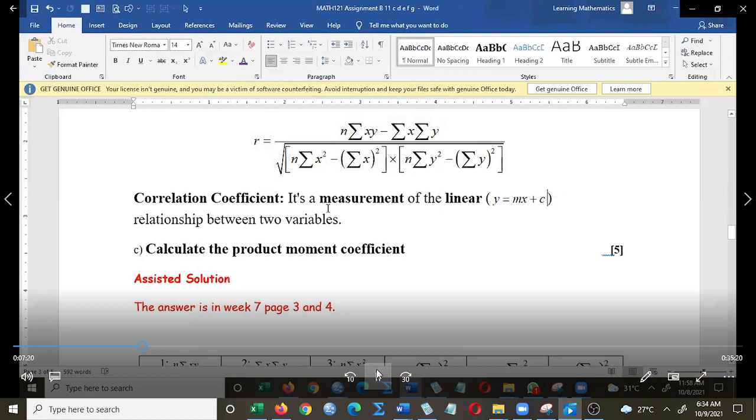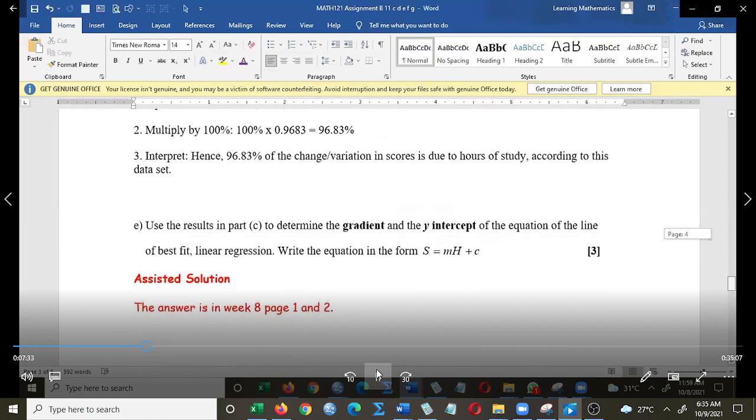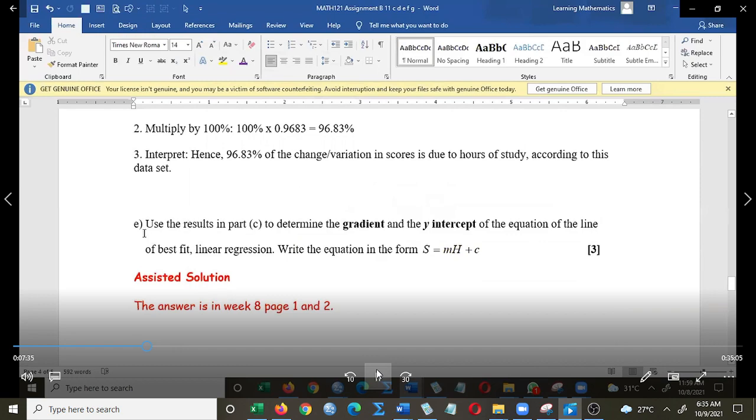Correlation coefficient can be viewed as the measurement of the linear relationship between two variables, x and y. And once you hear the word linear, you're thinking of a straight line, which has a gradient and a y-intercept. Okay, and that's what this part is all about: determine the gradient and the y-intercept of the equation of the line that best fits this linear regression, and then write it in that form.